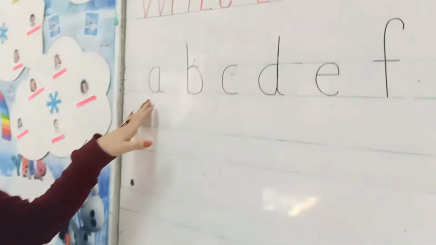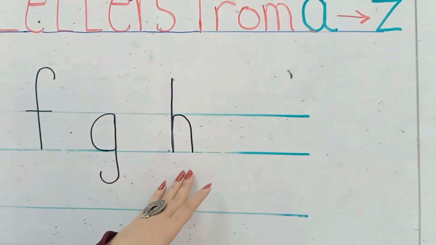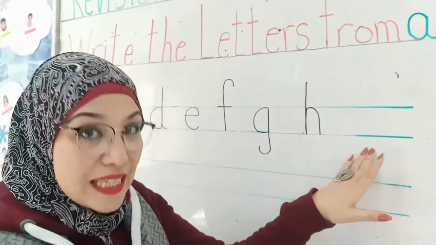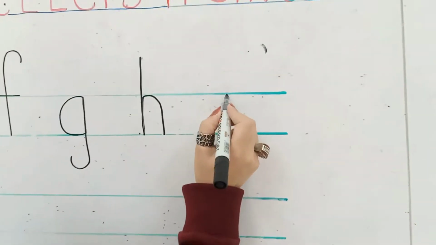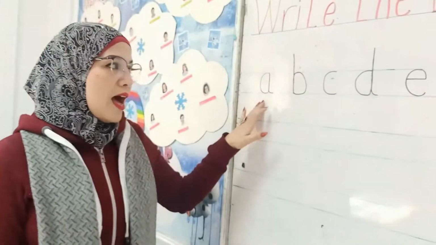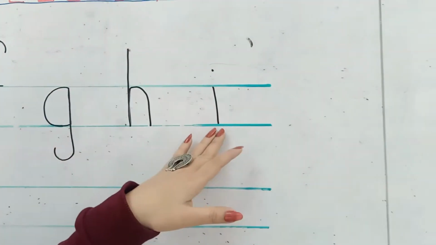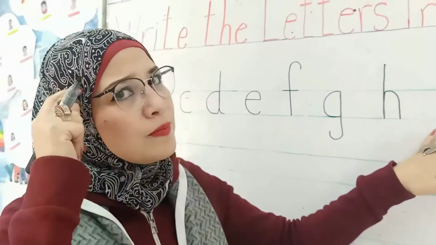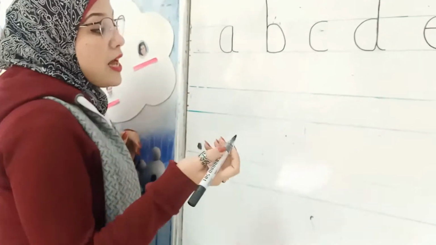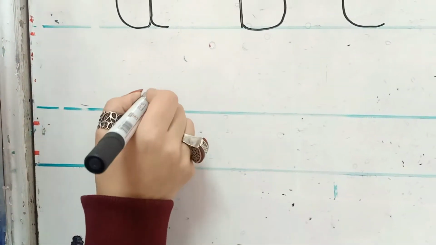Super, KG1. A, B, K, D, E, F, G, H. What comes after H? Super. I. How to write letter I? Starting point, down in a short stick and dot. A, B, K, D, E, F, G, H, I. What comes after I? J. How to write letter J? Starting point, down in an umbrella stick and dot.